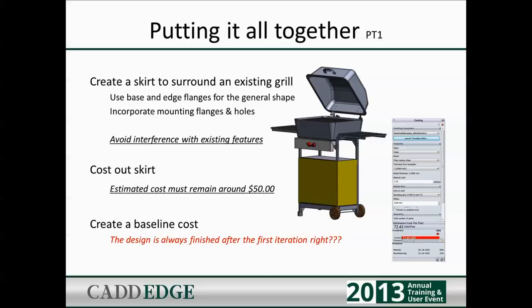So we're going to put it all together now, essentially. So again, like we mentioned earlier, we're going to create a skirt to surround the existing grill that we have. We're going to avoid interference with existing features. So again, using that in-context design, we can design around the assembly. After we have our design created, we're going to cost it out. So we want to try and keep the cost around $50 for the skirt. Again, quote unquote, this is make-believe. Obviously, $50 for that, I'll tell you right up front, no problem. But in this case, we're going to kind of exaggerate things a little bit just to show you.